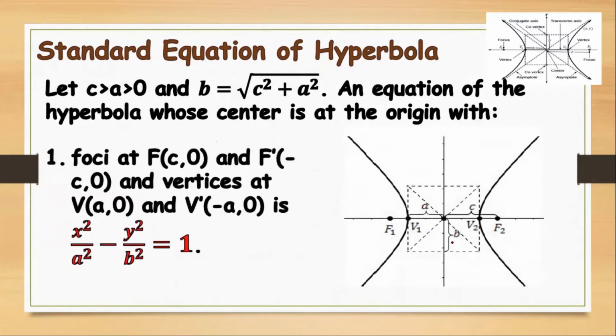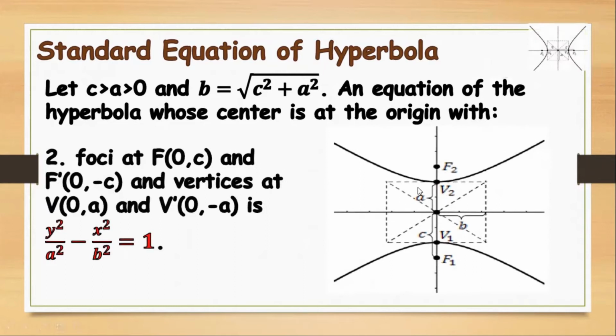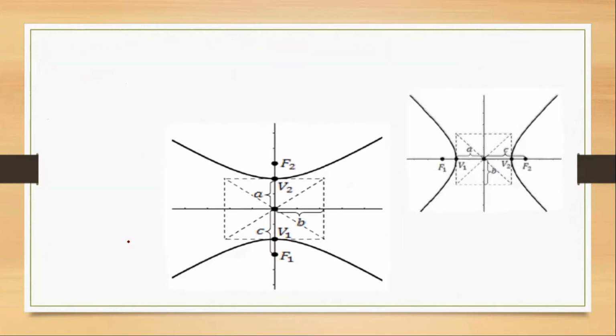So, this is the example of the hyperbola. The horizontal hyperbola facing to the left and to the right, and this is the equation x squared over a squared minus y squared over b squared equals 1. And this is the example of the second case, which is a vertical hyperbola, wherein the transverse axis is found on y, and our equation is y squared over a squared minus x squared over b squared equals 1.